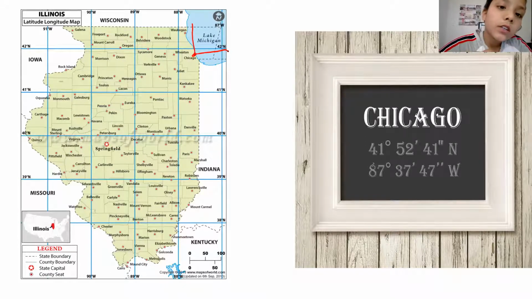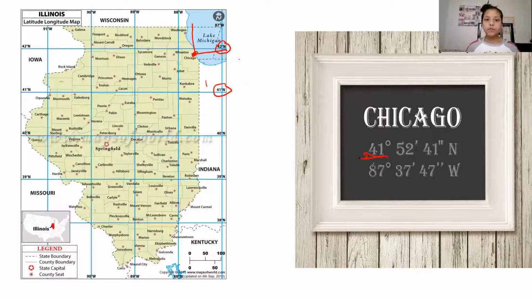So as I said, Chicago is right here. It's in between 41 degrees north and 42 degrees north. As you can see, it's not quite at 42 degrees, but it's past 41 degrees. Since it's past 41 degrees, we're going to write 41 degrees as our latitude.